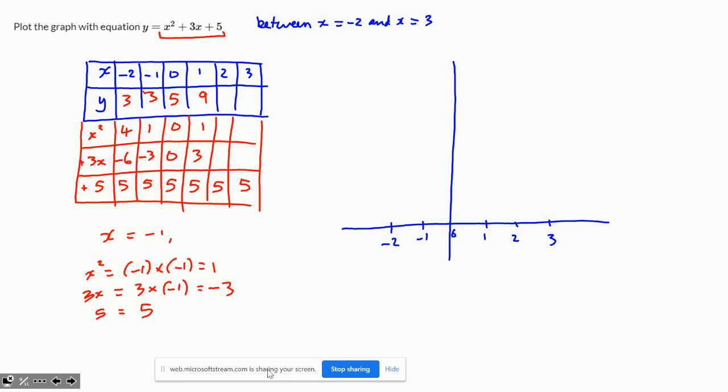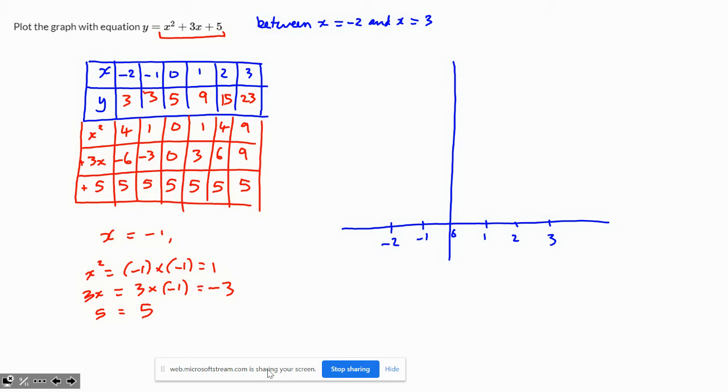When x is 2, we have x squared is 2 times 2, which is 4. 3 times x is 3 times 2, which is 6. So here we have 4 plus 6 is 10, plus 5 is 15. Then we have x is 3, so x squared is 3 times 3, which is 9. 3x is 3 times 3 as well, which is also 9. So 9 plus 9 is 18, plus 5 is 23.